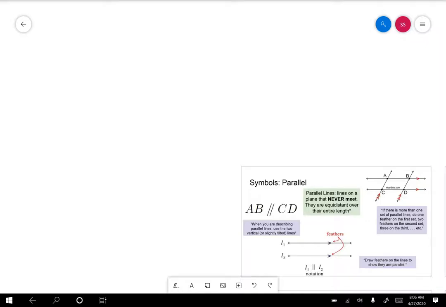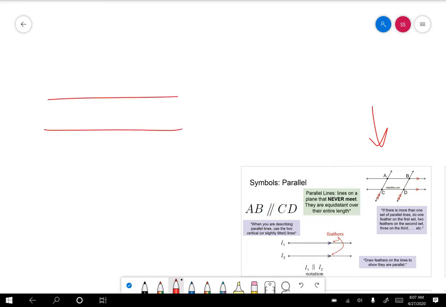All right, so I'm going to go over a couple different things about parallel and perpendicular lines and their linear equations. So let's start with parallel. I wanted to go over the symbol for parallel lines. So let's say you have all the examples right here, but I'll just draw a couple too. So let's say that we have two lines that are parallel. We'll call this AB and CD.